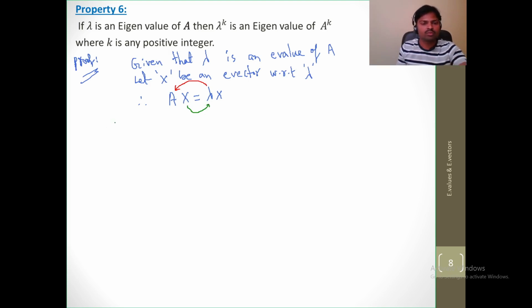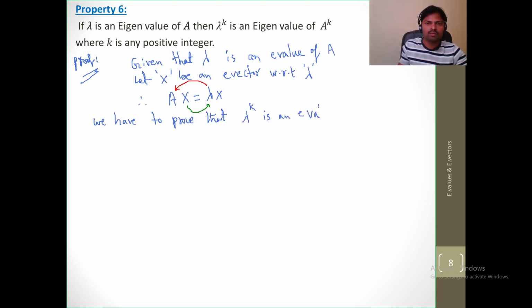Now what do we have to prove? We have to prove that lambda power k is an eigenvalue of A power k, where k is a positive integer, k belongs to Z plus. I'm writing Z plus. Plus means positive integers.